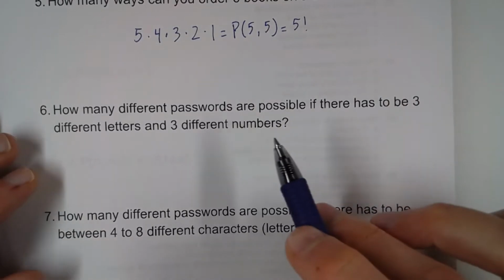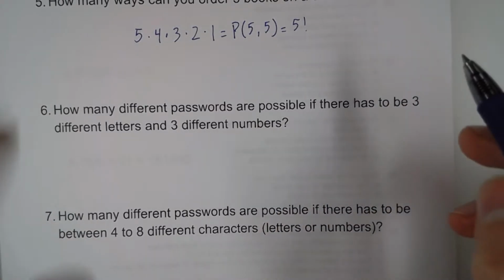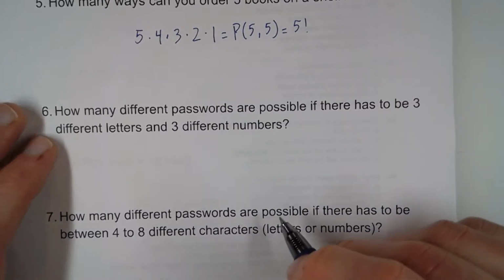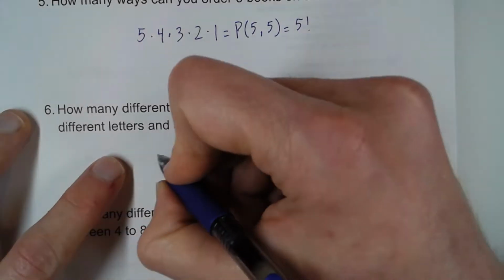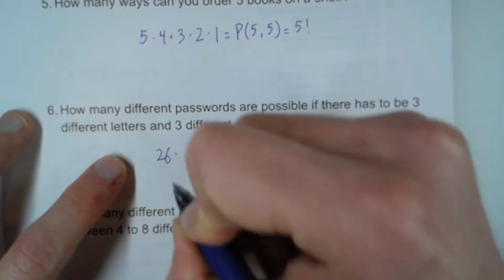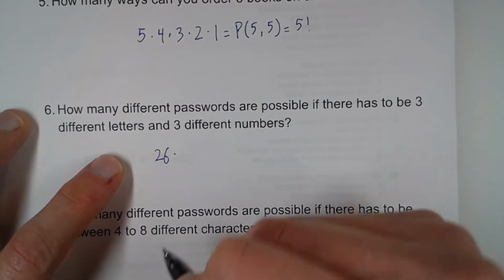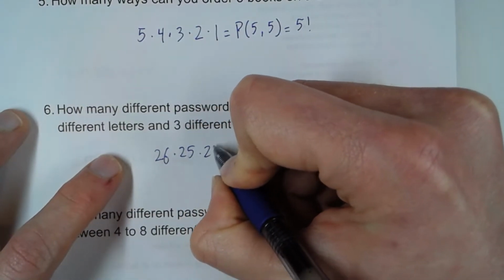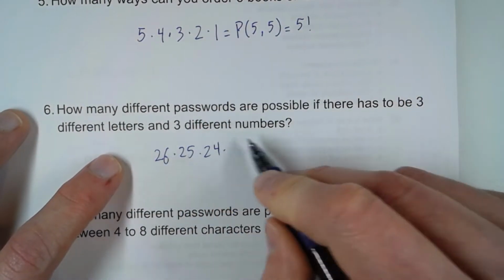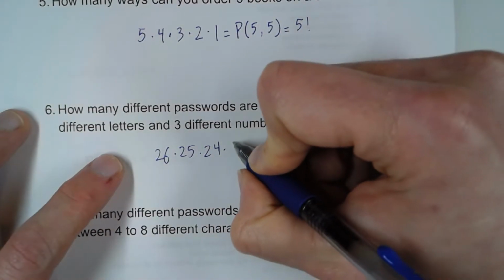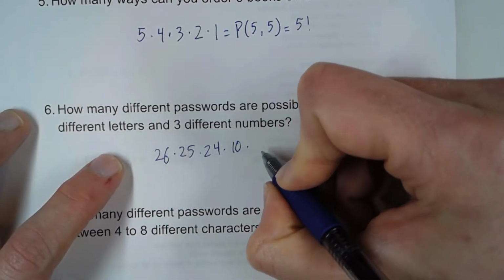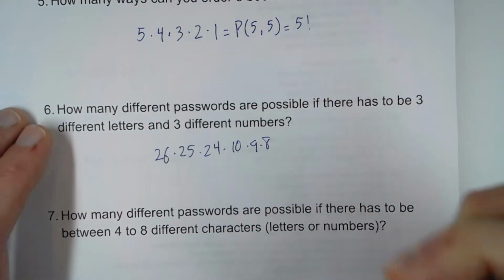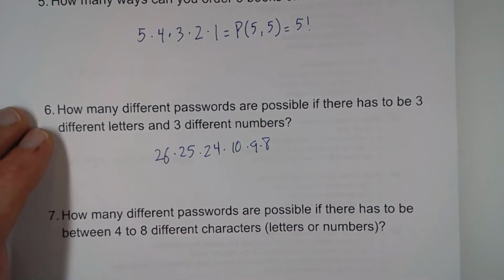Number 6, how many different passwords are possible if there has to be 3 different letters and 3 different numbers? So if we're using the English alphabet, there are 26 letters. So there's 26 for the first letter, 25 for the second, 24 for the third, and then 3 different numbers. So there's 10 digits for the first number, then 9 digits for the second, and then 8 digits for the third.